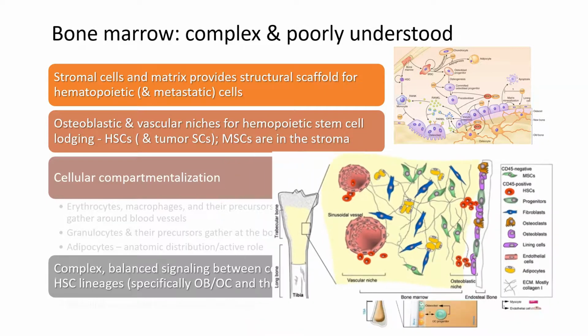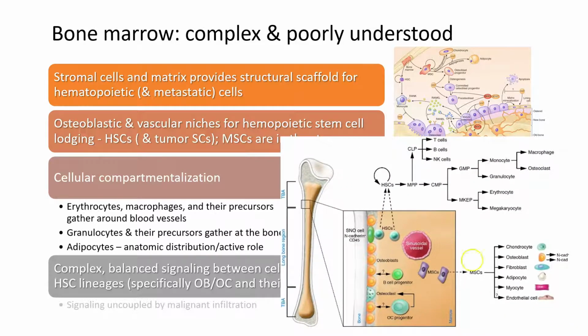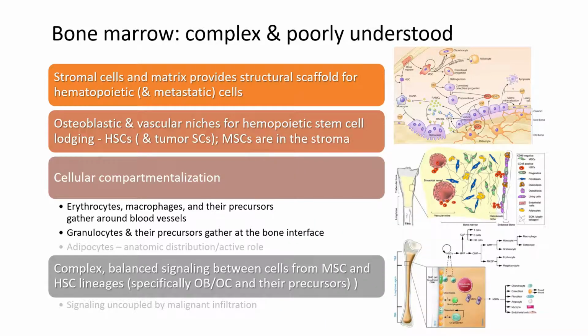And in this diagram we can see these mesenchymal stem cells within the bone marrow space, which then become osteoblasts, fibroblasts, and fat cells, whereas hematopoietic stem cells, as I said, are around blood vessels along the endosteal surface, and these hematopoietic stem cells give rise to other cells such as megakaryocytes, red cells, white cells, etc. There is a cellular compartmentalization of the bone marrow, with erythrocytes, macrophages and their precursors being found around blood vessels. Granulocytes and their precursors tend to be found at the bone interface.